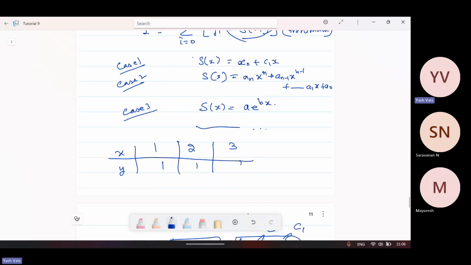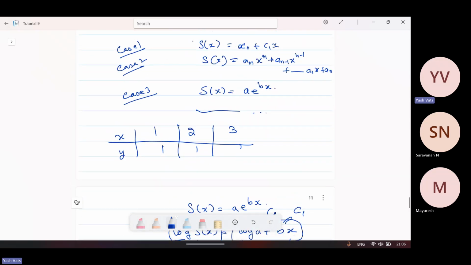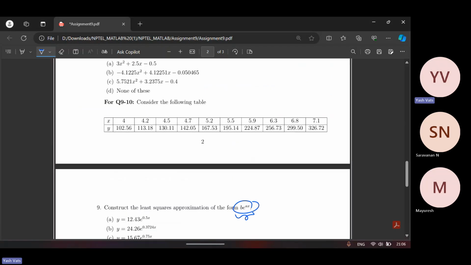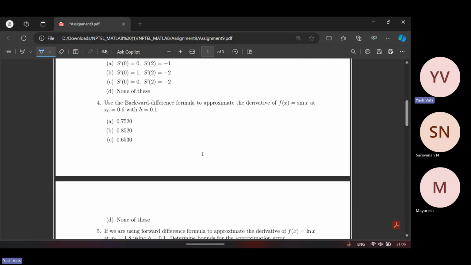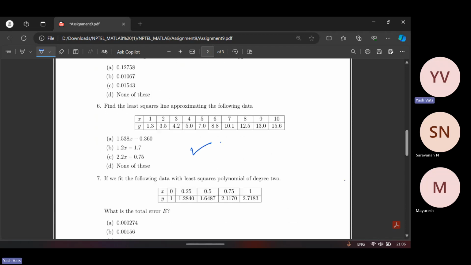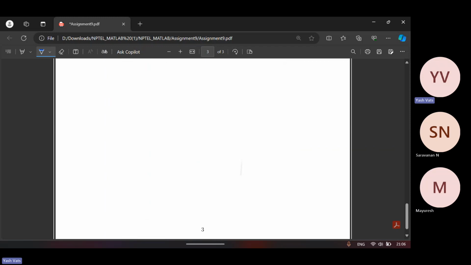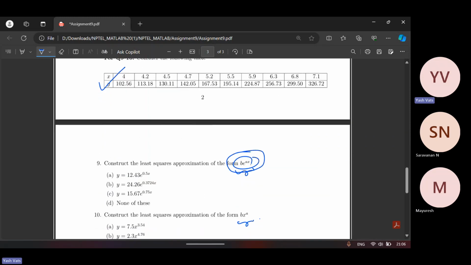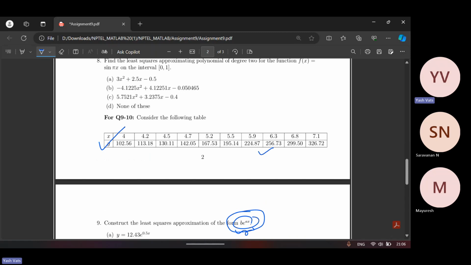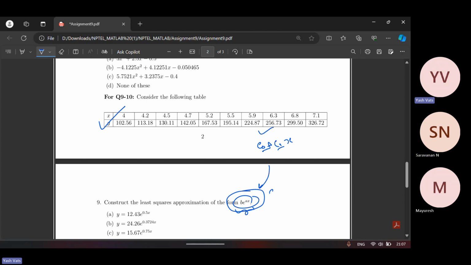You don't need to worry about log A and B. You just take this data and do the same thing that we have done over here. In this question, the same data is there. You forget this thing. You just find this straight line approximation. You will get C naught and C1. And from that, you can find A is e to the power C naught and B is C1. Clear? It's very easy now.